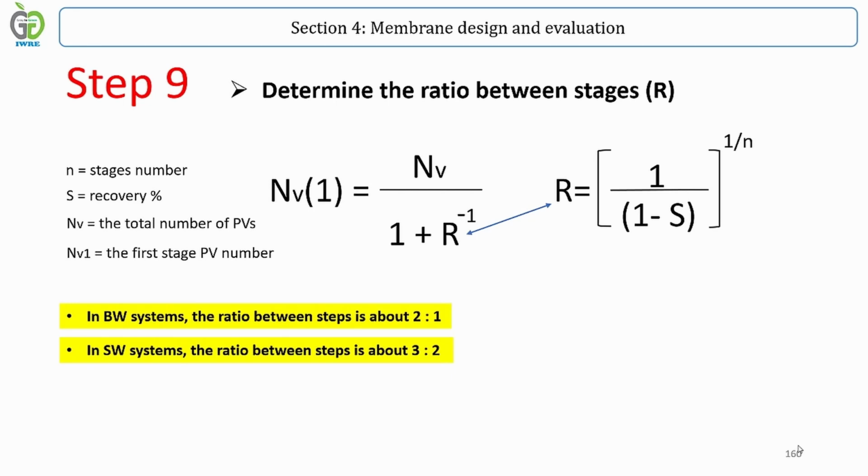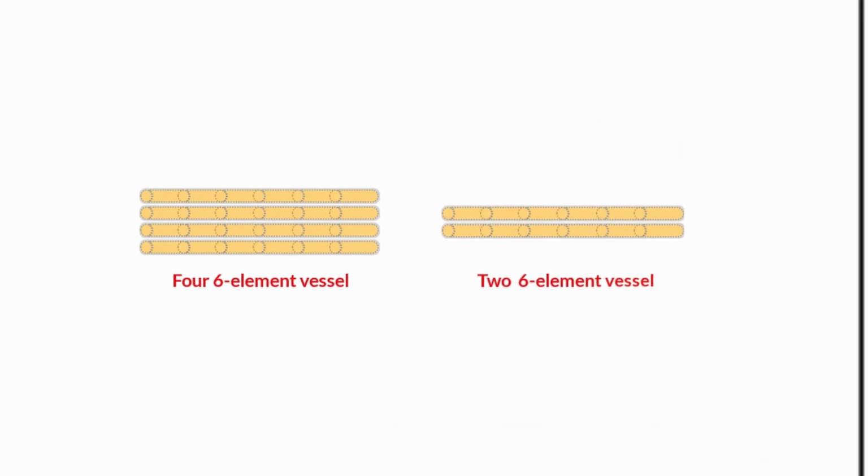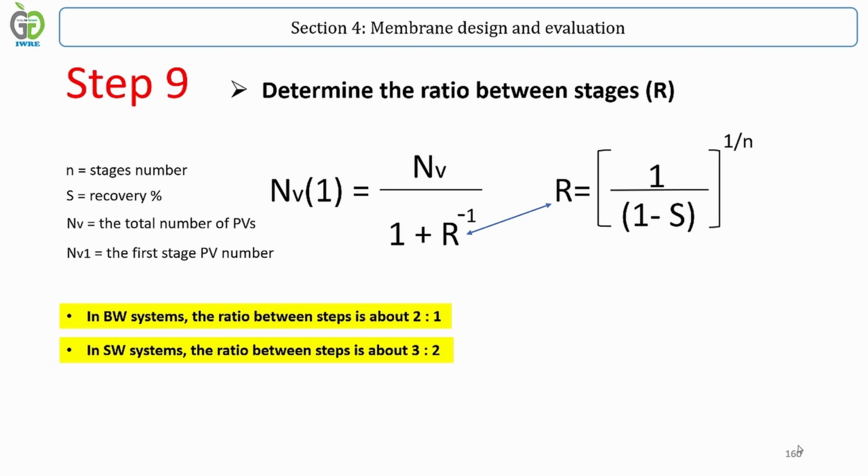Step 9. Determine the ratio between stages. The relation of the number of pressure vessels in subsequent stages is called the staging ratio, which is represented with R. For a system with 4 vessels in the first and 2 vessels in the second stage, the staging ratio is 2:1. A 3-stage system with 4, 3, and 2 vessels in the first, second, and third stage respectively has a staging ratio of 4, 3, and 2.